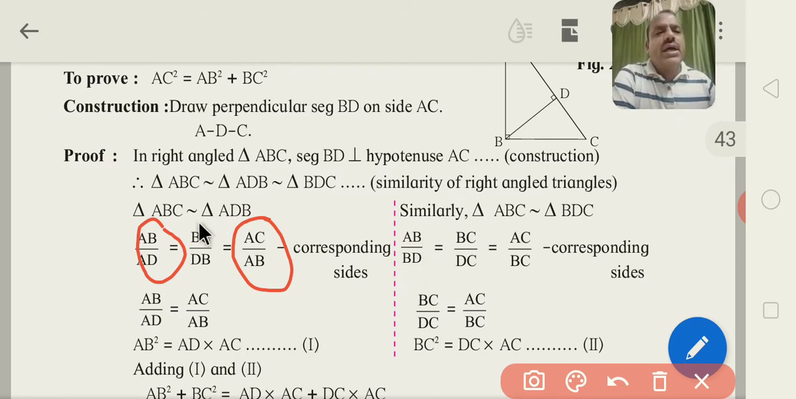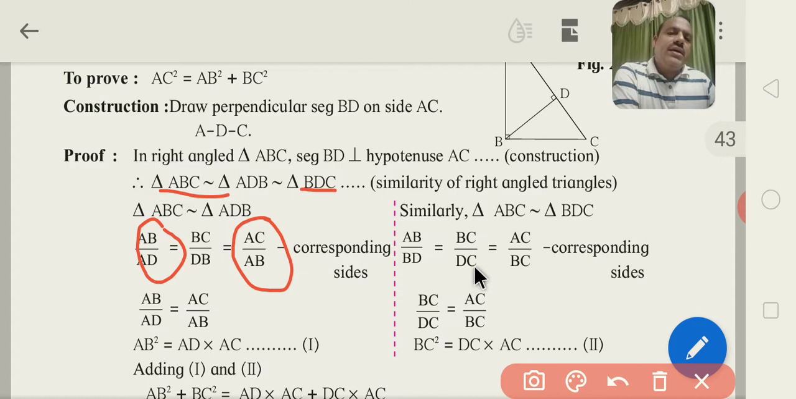Then going to the other two triangles, ABC and BDC. In these two triangles, by the similarity test, triangle ABC is similar to BDC, and hence its sides are also proportional. AB upon BD is equal to BC upon DC is equal to AC upon BC. These are also known as corresponding sides.